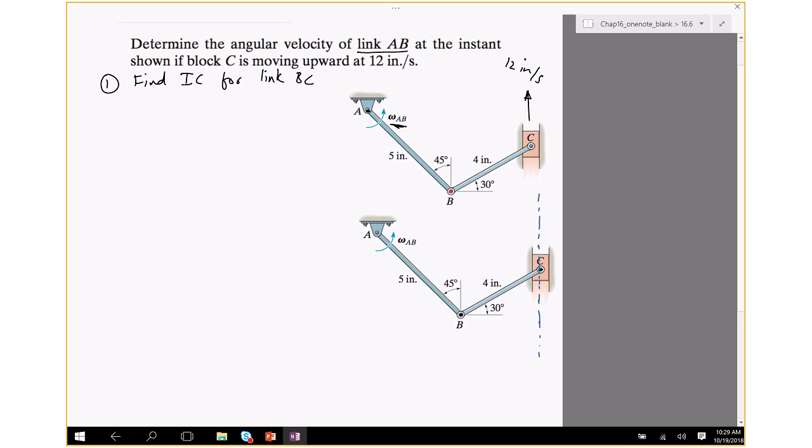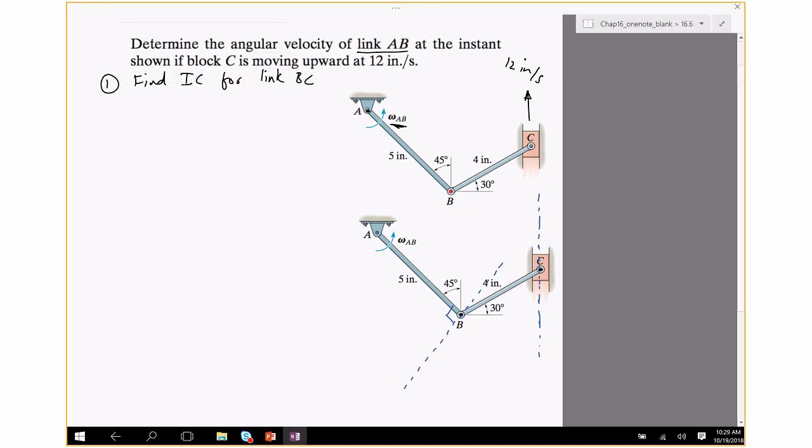And another point which is clearly going to be B. The velocity of B is at right angles to the link AB because A is at 0 speed. So let me draw that. The next step is to draw the perpendiculars to the velocity vector.